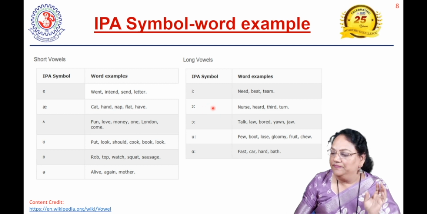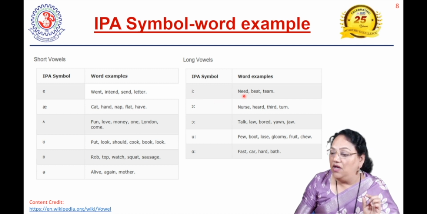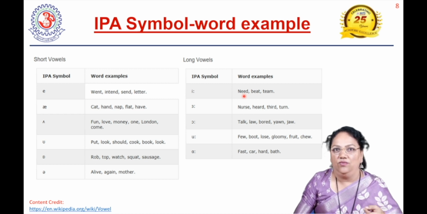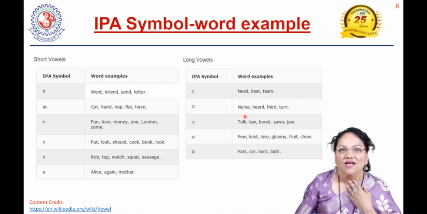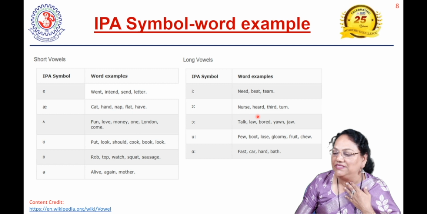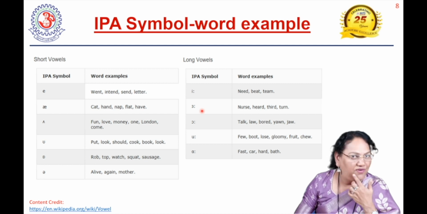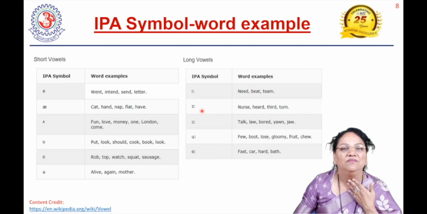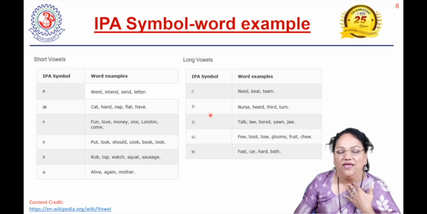And these are inevitable. So in need, we have the symbol like this, which denotes double E. That's how they are long vowels. The sound comes a little longer, okay? Then the next one comes: nurse. N-U-R-S-E, nurse, heard, third, turn. See how my glottis works for this sound. I am giving the sound right from my glottis here. I'm not giving the sound from the front portion of our mouth organs. I'm getting the sound from here almost. Nurse, heard, third, turn.